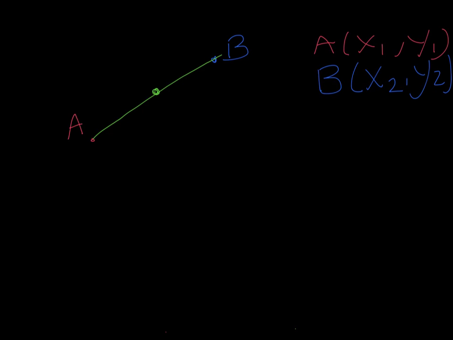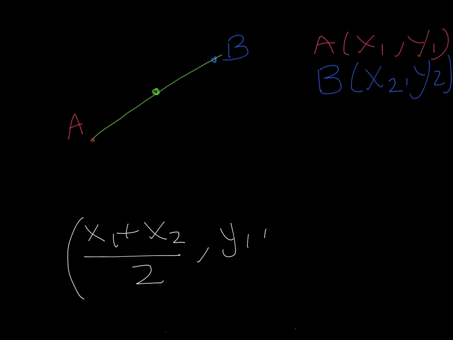It's simply going to be x1 plus x2 over 2, y1 plus y2 over 2. It's a bit like just taking the average x value and the average y value, although we do have to be very careful if any of these x or y values are negative.